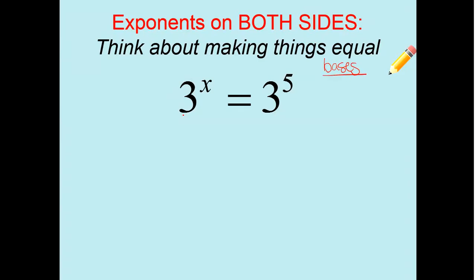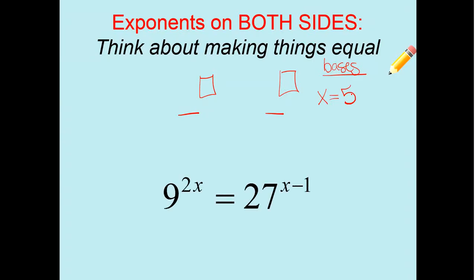Okay? So on this one, I notice I have a base of 3 on both sides. So I don't need to really worry about the base. The base is equal to the base, right? So all I need to worry about now is that these exponents here need to be equal to one another. So I would need to have x is equal to 5 for both sides to be equal, right? Because 3 to the 5th is equal to 3 to the 5th.